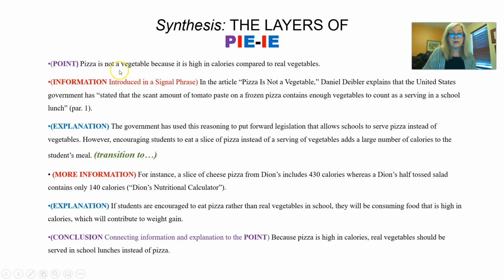So this again illustrates the point. Pizza is not a vegetable because it's high in calories compared to real vegetables. Information introduced in a signal phrase: "In the article, 'Pizza Is Not a Vegetable,' Daniel Dabler explains." All of that is a signal phrase. Here's the information and it's cited. Explanation: the government has used this reasoning to put forth legislation and so on. Transition to more information. For instance, one of those key transition phrases, a slice of cheese pizza from Dion's includes 40. Explanation, conclusion. All of those elements fit together in a synthesis paragraph.